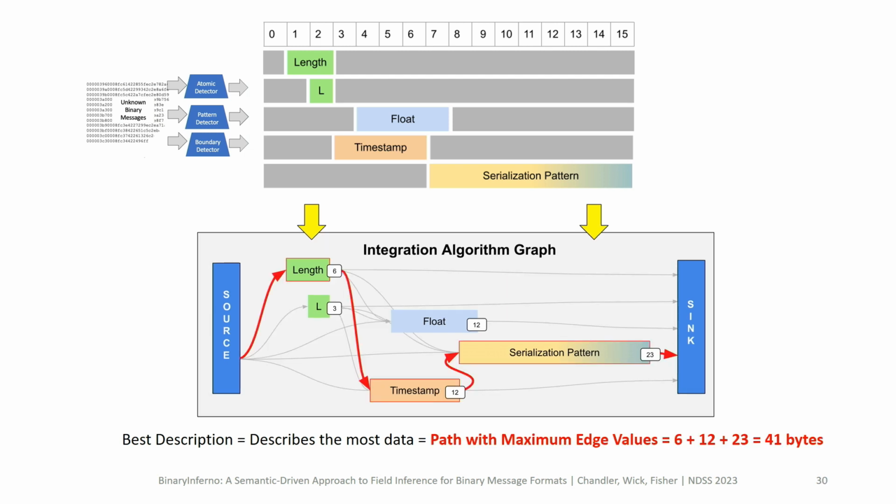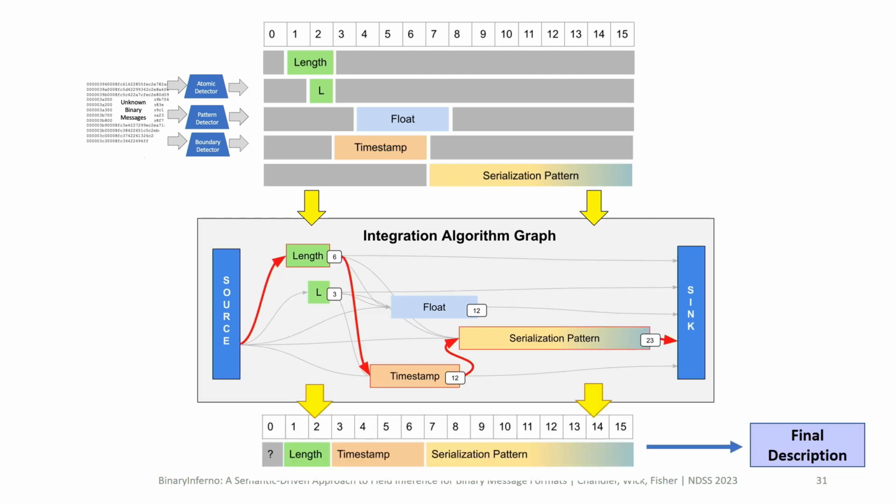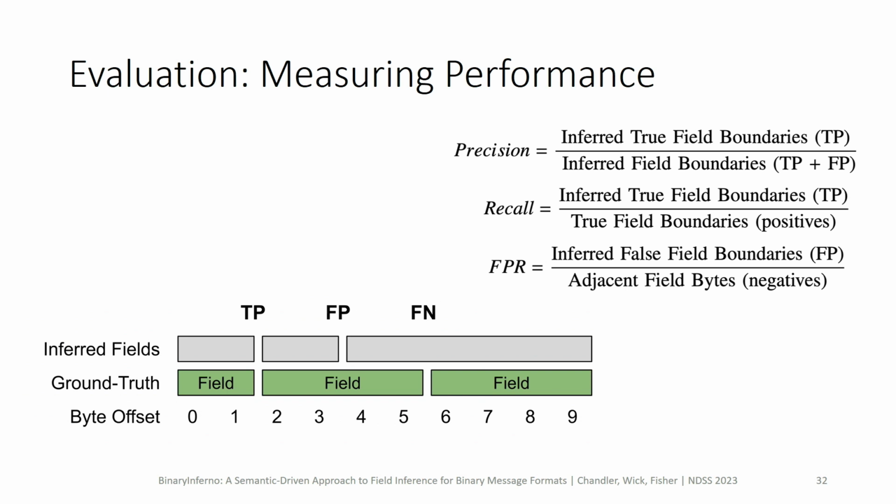And we can do that quite quickly. Once we found that, we extract the edges and we return those to the analyst as the final inferred description. Okay, so I've told you a little bit about how this thing works. Let's talk about how it performs in the real world.